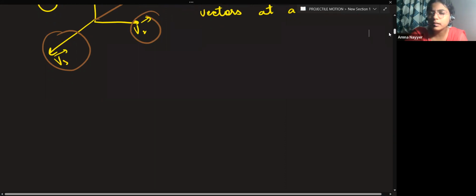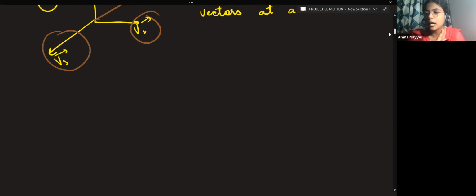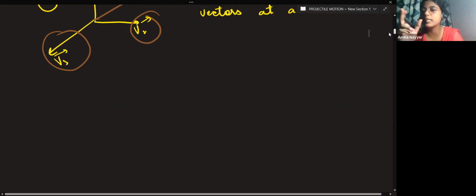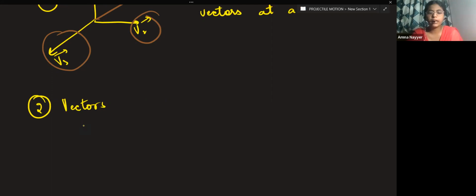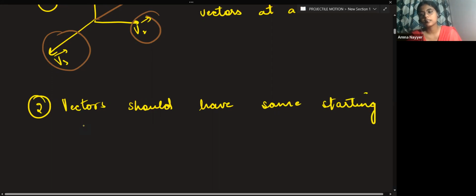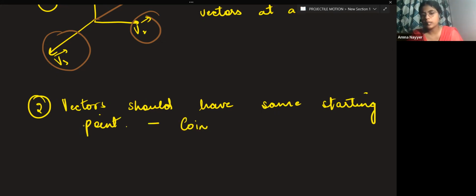So co-initial vectors, there are many different vectors. Co-initial vectors are those vectors that have the same starting point. They have the same initial point. That's why we say co-initial. Both of them have the same initial point. So two vectors have to be co-initial. You can remember it by the starting term: vectors should have the same starting point. These kinds of vectors are called co-initial vectors.